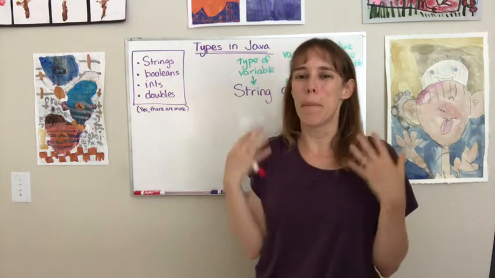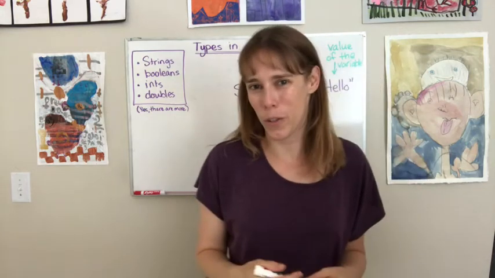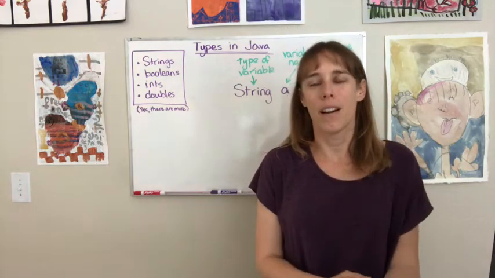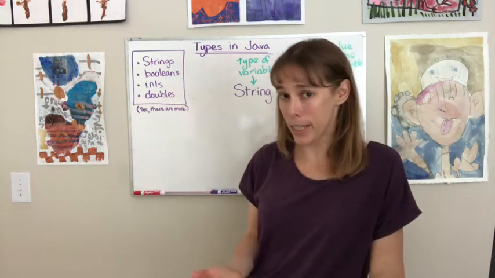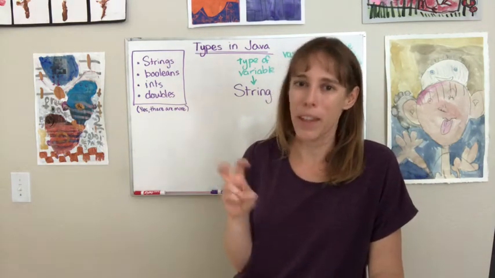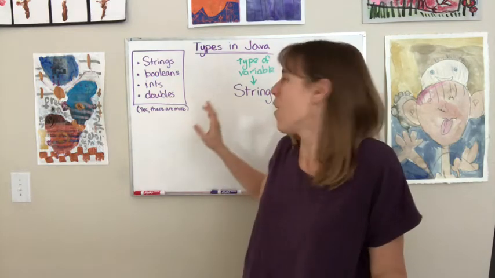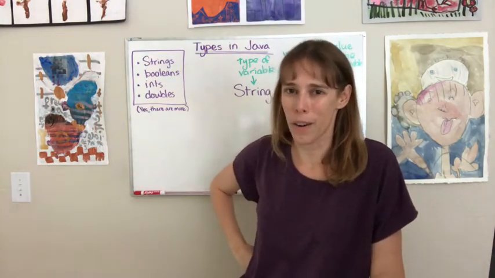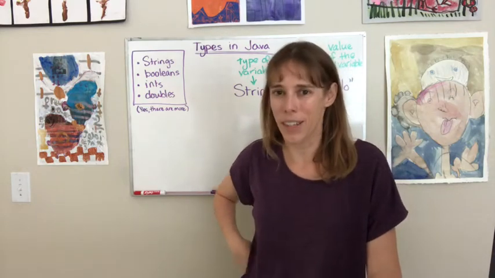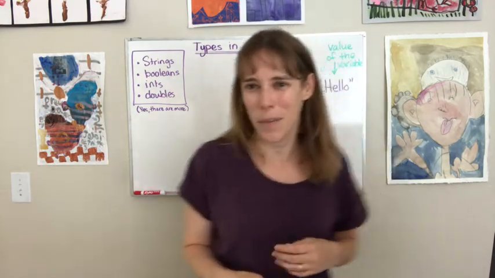So there are a bunch of different types of variables in Java. The four that are the main ones that are required for the AP test, so they're in the Java subset, you'll hear me say that over and over again, are strings, booleans, ints, and doubles, and we'll talk about what all of those are. Characters come in and out, if that makes any sense to you. If it doesn't, don't worry about it.